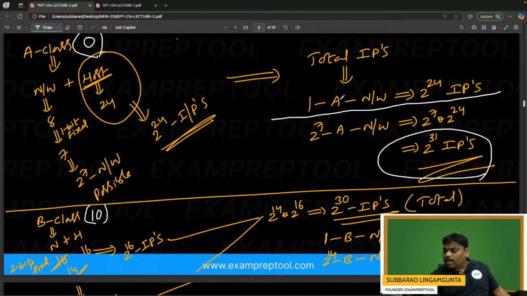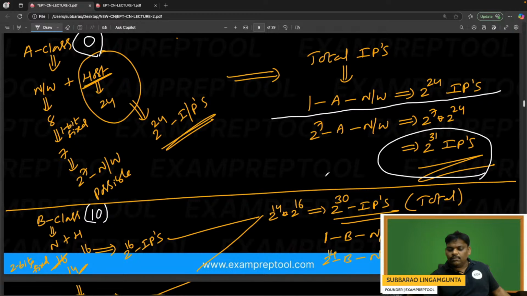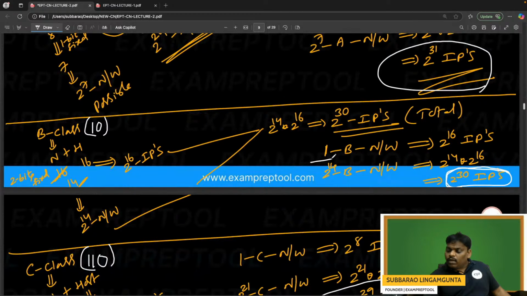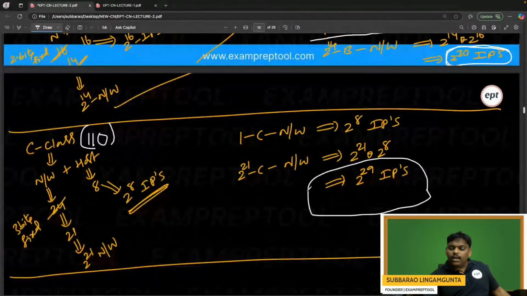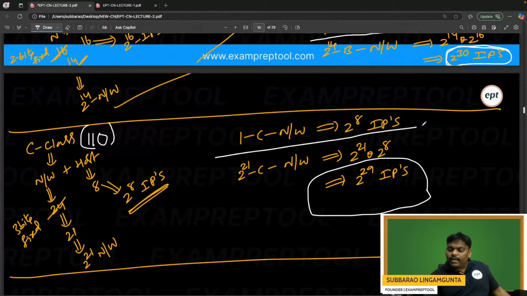See, one class A network has 2 power 24 IPs. One class B network has 2 power 16 IPs. One class C network has 2 power 8 IPs. Can you help me now? Which class has more IPs per one network? Yes or not?